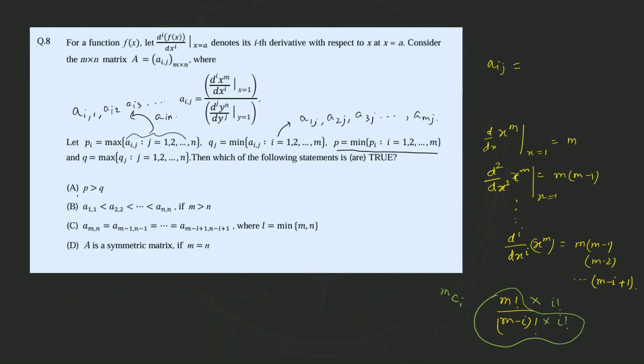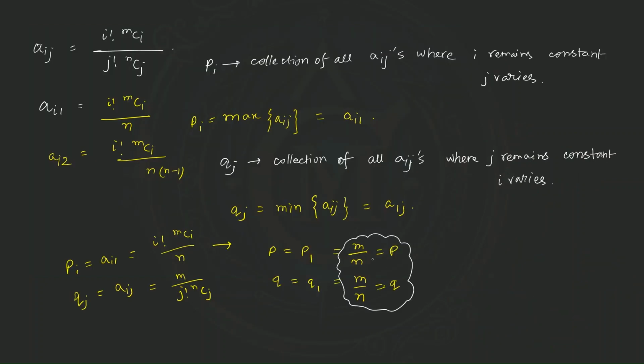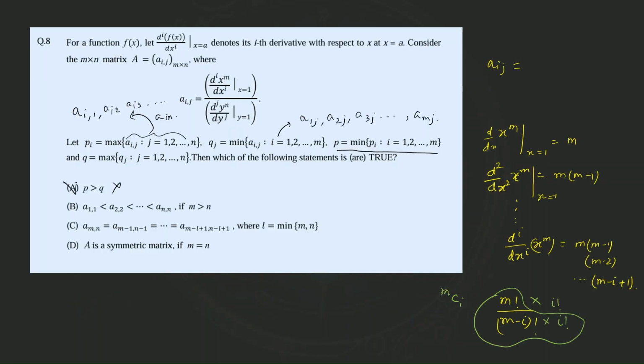In the options, we can see p greater than q, this option is false, right? Because p is equal to m by n and q is also equal to m by n. That means option a is not correct. Let us check option b.